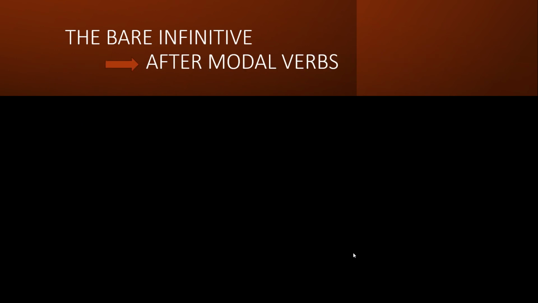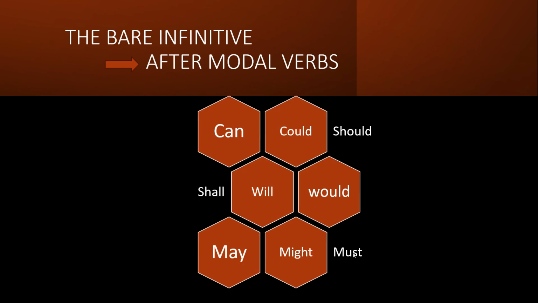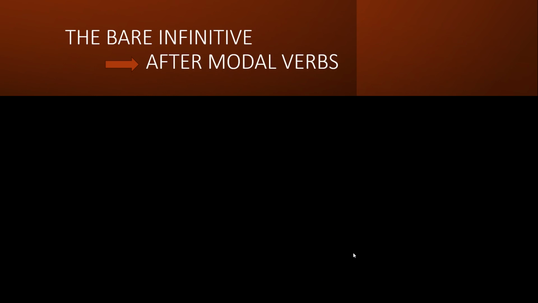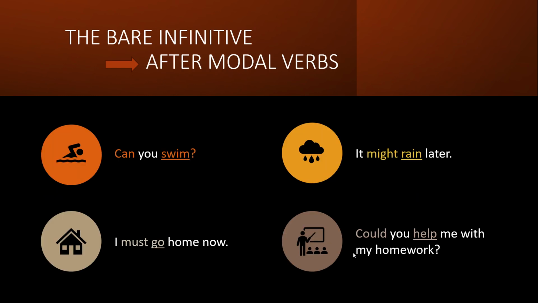The second use is that we use the bare infinitive after modal verbs. Modal verbs are can, could, shall, should, will, would, may, might, must, have to, etc. So many. So we use the bare infinitive after modal verbs. For example, can you swim? It might rain later. I must go home now. Could you help me with my homework?